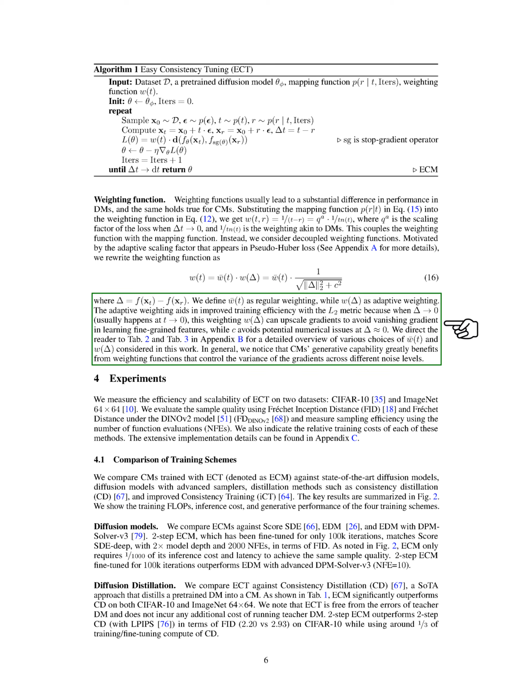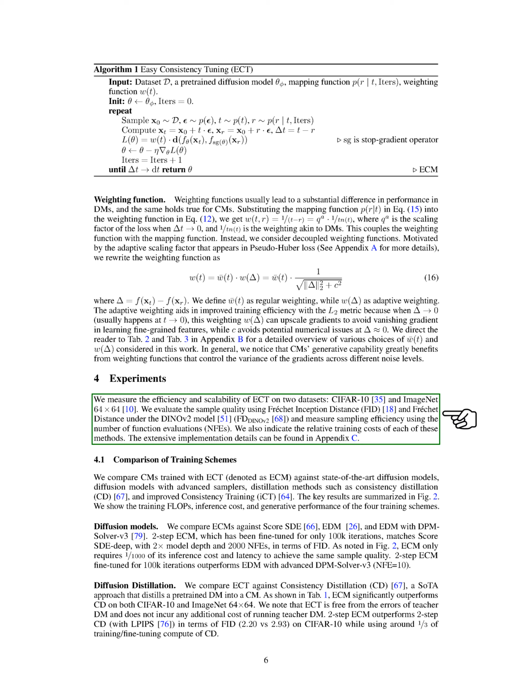Section: Experiments. In this section, we conduct experiments to assess the efficiency and scalability of ECT using two datasets, CIFAR10 and ImageNet 64 x 64. We measure sample quality using Frechet inception distance, FID, and Frechet distance under the DINOv2 model, FD_DINOv2, and evaluate sampling efficiency based on the number of function evaluations, NFEs. Additionally, we compare the relative training costs of these methods. Detailed implementation information can be found in Sec. Experiment Details.